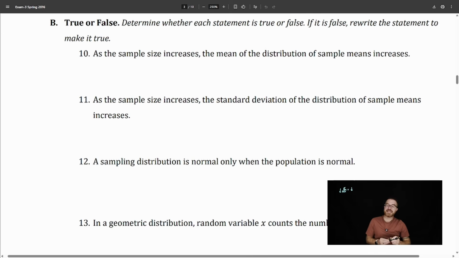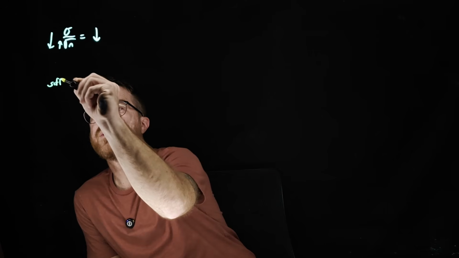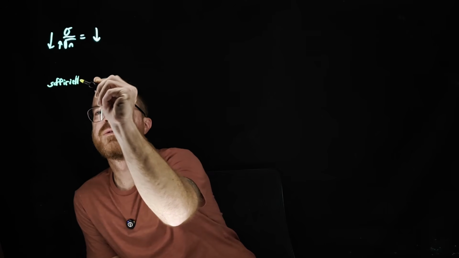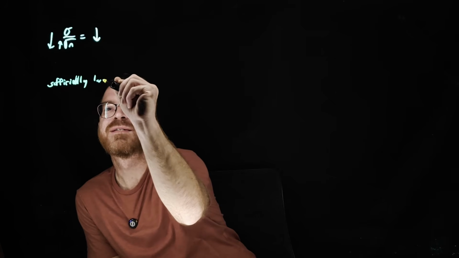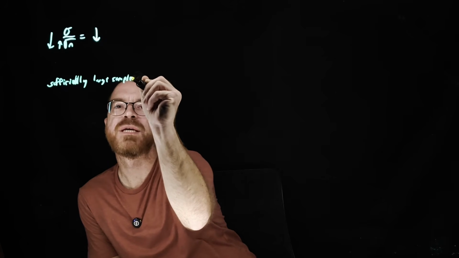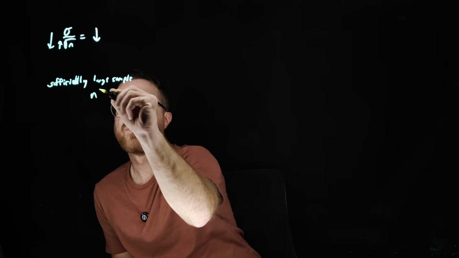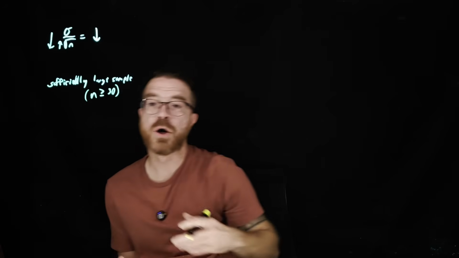Number 12 says a sample distribution is normally distributed only when the population is normal. Now, based on our central limit theorem, that's not true. That is false, right? Because if our population data is normally distributed, then yes, our sampling distribution would also be normally distributed. But we also had that if we had a sufficiently large sample size, it will also be normally distributed. This is our n greater than or equal to 30 part of the central limit theorem.